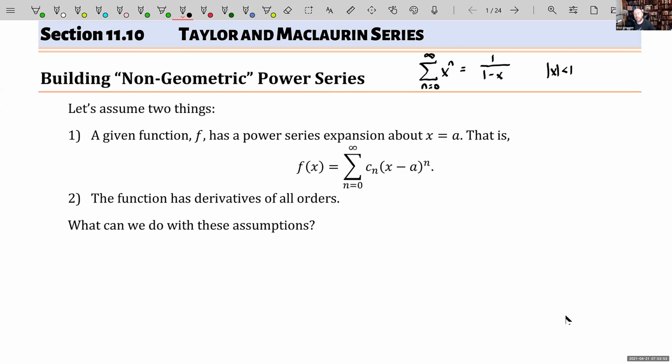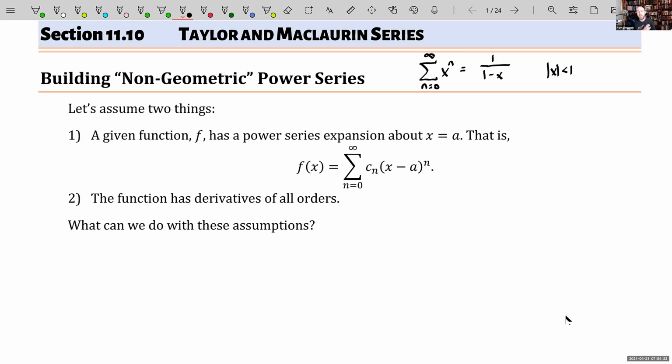So let's assume two things. One, we're given a function f, and that function has a power series expansion about a center we're going to call a. You might want to center it at 15. You might want to center it at -2. There are reasons to center a power series around different values. But for right now, most of our work will center around 0. But there are very special reasons why you do need to know how to center it elsewhere.